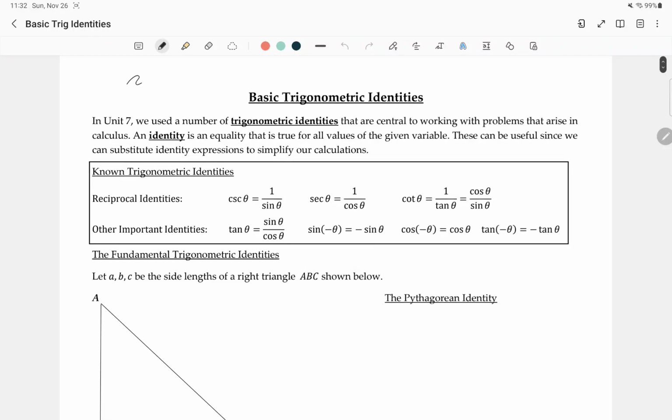If we know that sine, cosine, and tangent are going to be our basic trig functions, where this is O, opposite over hypotenuse, this is adjacent over hypotenuse, and this is opposite over adjacent.